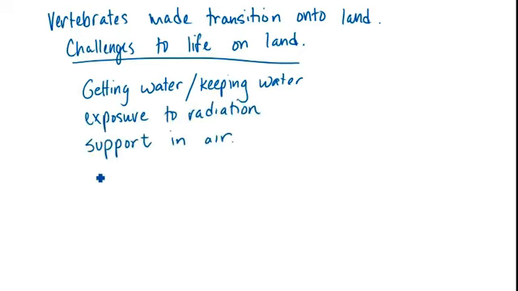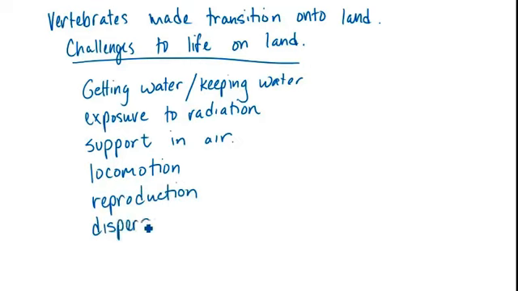Getting around, this is something that wasn't such an issue for plants since they don't move around, but if you're an animal, you need to move around to get food and to get what you need. So locomotion would be an issue if you are an animal living on land. And then the same issues that plants had in terms of reproduction and dispersal.